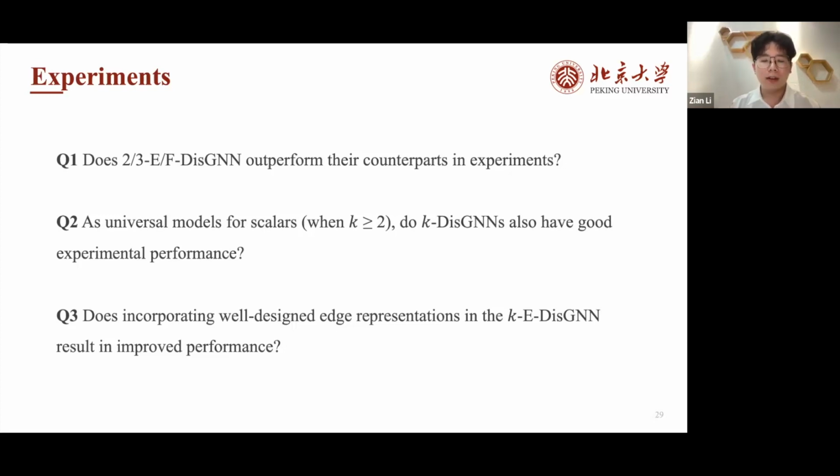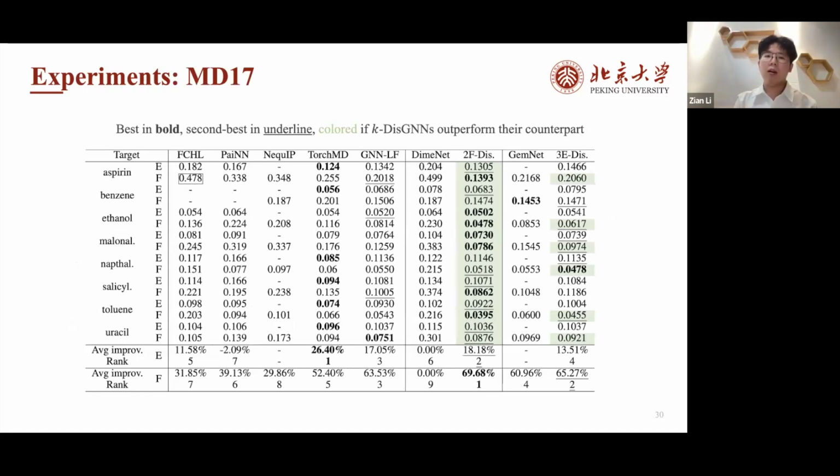We do some experiments on the MD17 benchmark. In MD17, the node coordinates of every node are given, and we also know the atomic number of every atom. The task is to predict the energy of the molecule, and we also want to predict the force on each atom. We show the results in the table. The best result is in bold, the second best is underlined, and we color the cell if k-DisGNN can outperform its counterparts.